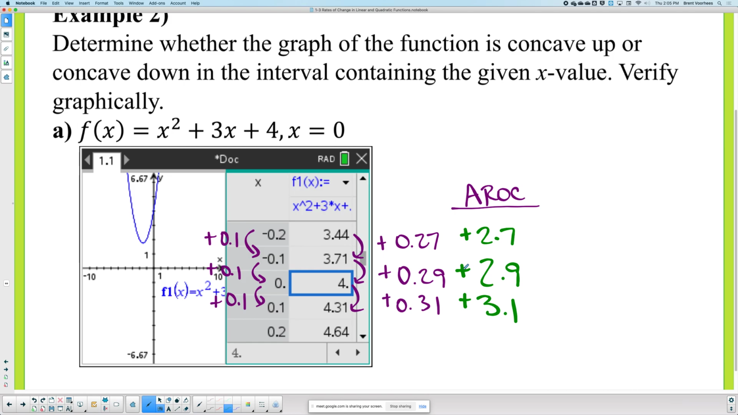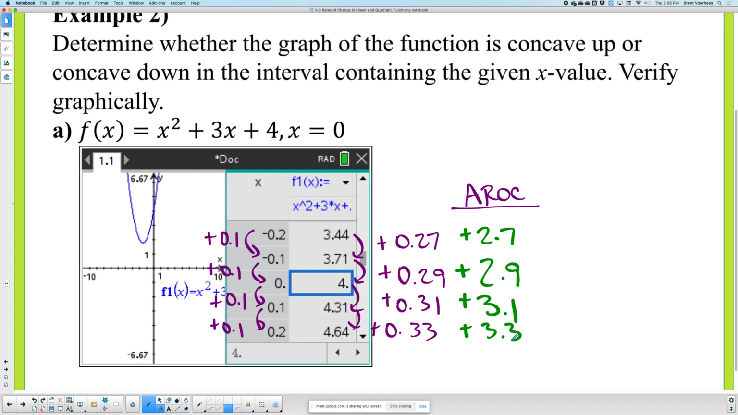And now finally, one more. Average rate of change between here and here: 0.33. So 0.33 divided by 0.1 is 3.3. Okay. What can you tell me about the A rock?